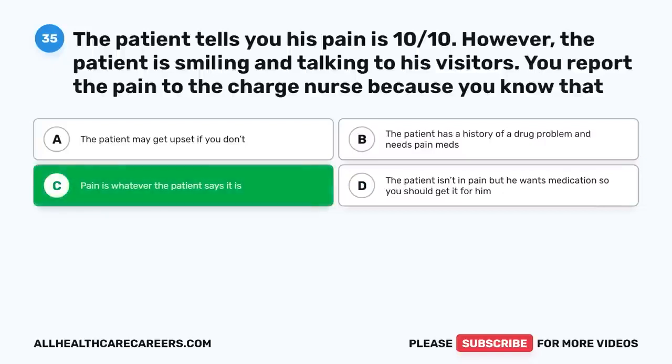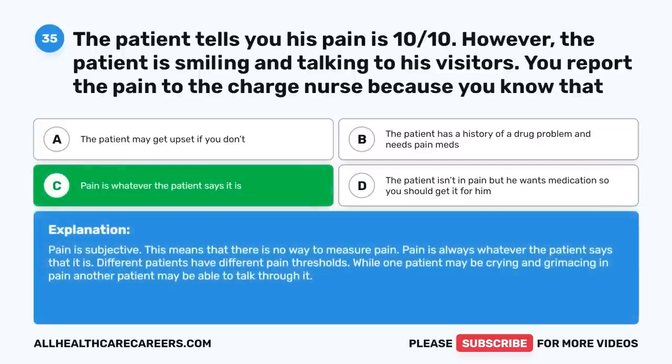Pain is whatever the patient says it is. Pain is subjective. This means that there is no way to measure pain. Pain is always whatever the patient says that it is. Different patients have different pain thresholds. While one patient may be crying and grimacing in pain, another patient may be able to talk through it.